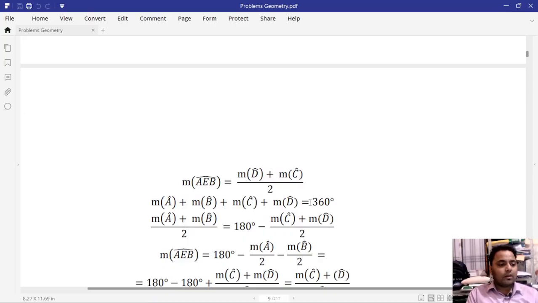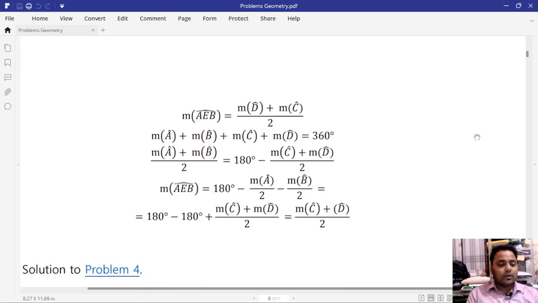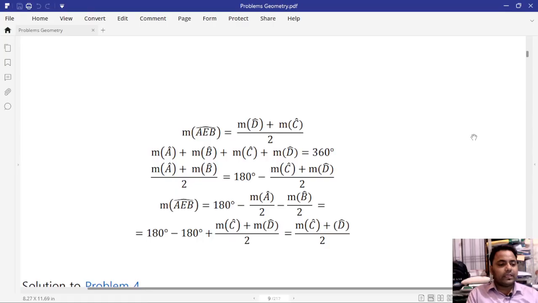Now the measurement of angle A plus angle B plus angle C plus angle D is equal to 360 degree. So (angle A plus angle B) by 2 is equal to 180 degrees minus (angle C plus angle D) by 2, and angle AEB is equal to 180 degree minus angle A by 2 minus angle B by 2, which is equal to 180 degree minus 180 degree plus (angle C plus angle D) by 2, which is equal to (angle C plus angle D) by 2, because 180 will be cancelled out.